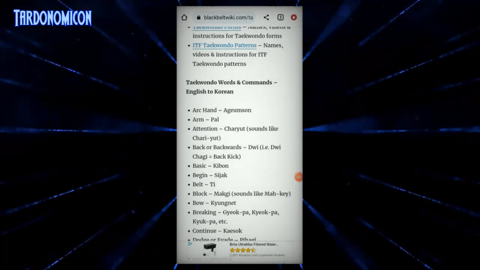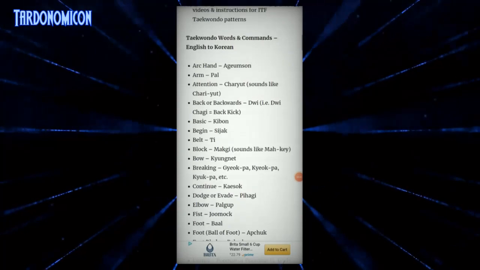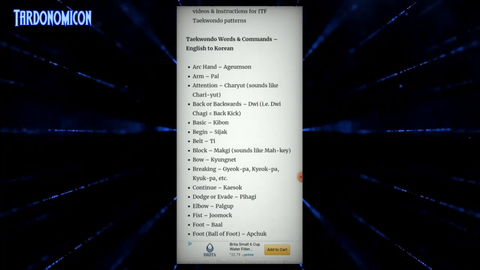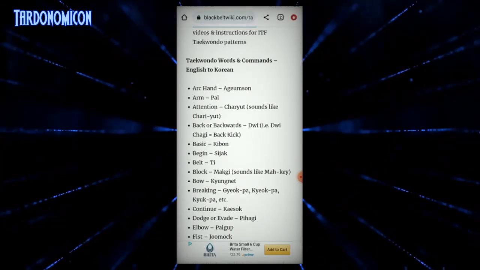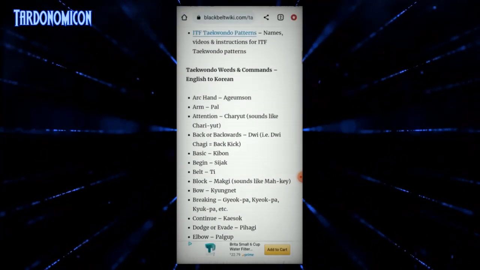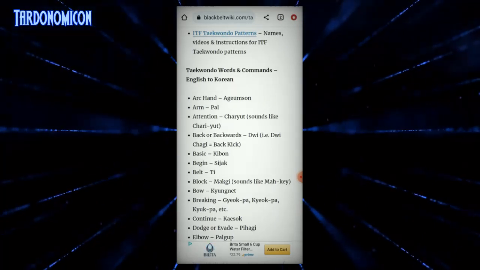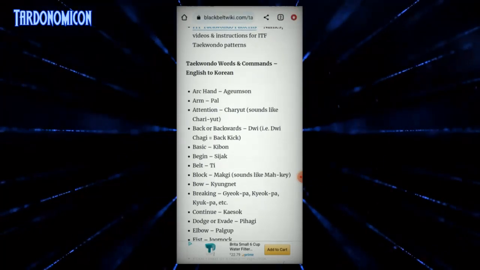The thing that you'll pick up on very quickly in a Tang Soo Do school is that there is a lot of use of Korean terminology. Most of these we use English for, okay, with some exceptions. When I start my instructional videos, I'm going to go over the attention stance, the ready stance, things like that. So attention would be charyeot.